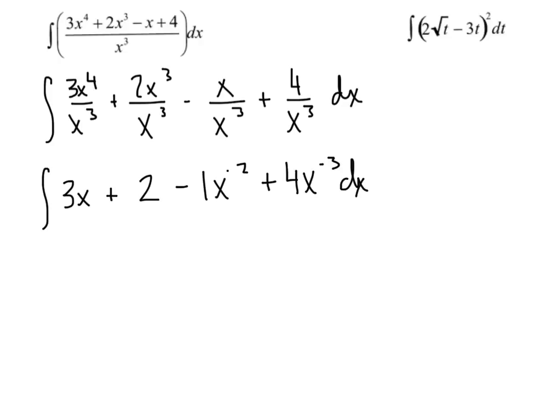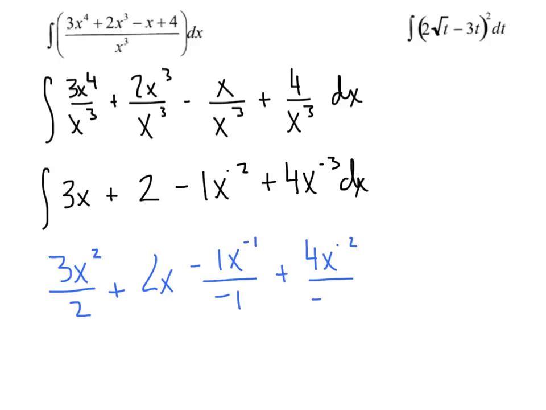So not only did I subtract exponents, but I rewrote each term so that there were no more fractions involved. I'd rather see negative exponents at this point than fractions. All right, now we're ready to integrate. And let's see, I've got 3x squared divided by 2, plus there's my constant rule, 2x, minus 1x to the negative 1 divided by negative 1. And last but not least, we've got 4x to the negative 2 divided by the new exponent, and then we'll throw our constant of integration on the end.